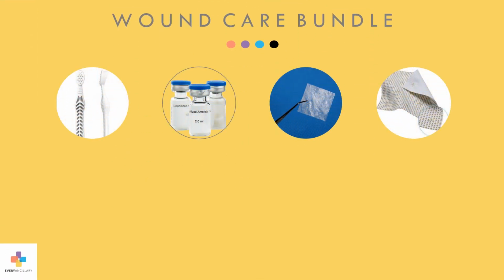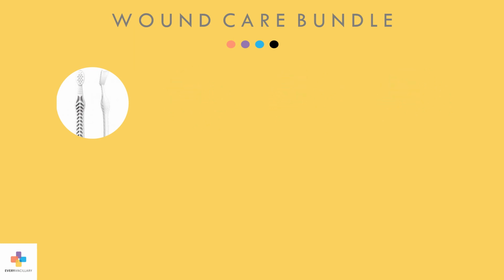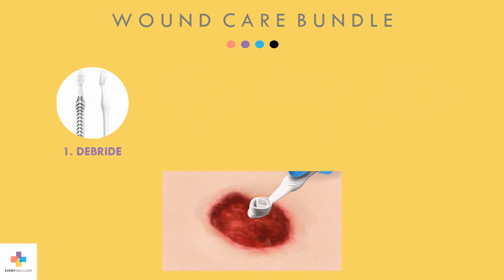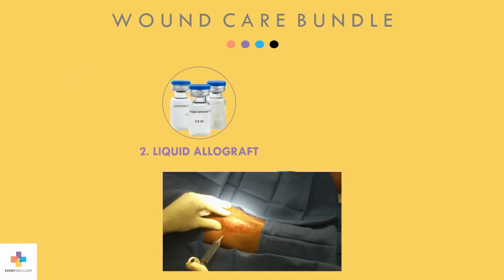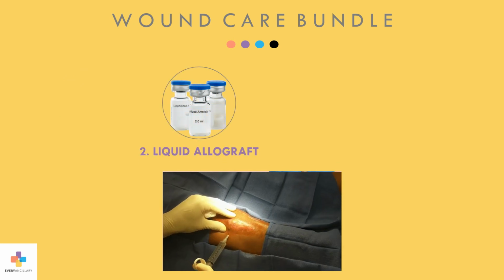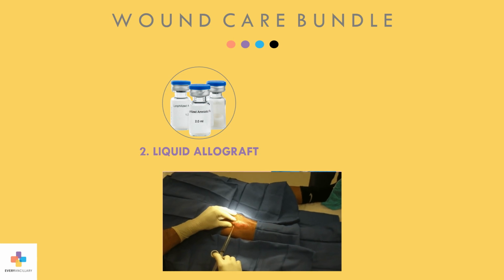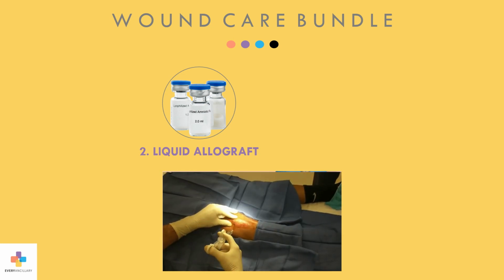The all-in-one wound care bundle includes everything needed to perform these procedures, including the debridement tool, liquid allograft, membrane patch, and antimicrobial wound dressing. The first step is to utilize the debridement tool, which debrides the wound by removing any non-viable tissue and bioburden. The next step is to inject the liquid allograft in and around the area, placing some liquid topically on the surface of the wound, which will later be absorbed by the dual-layer membrane patch.